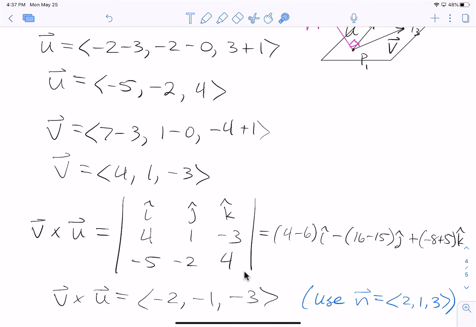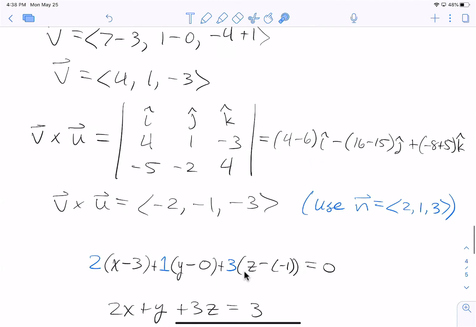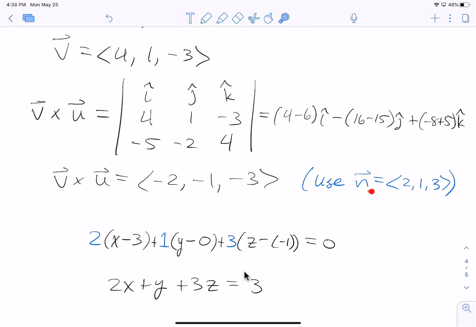For the cross product, we visually cover up the row and column containing I, and we have 4 minus -2 times -3, so 4 minus 6 I. Minus goes in front of the J component, 16 minus 15, plus -8 plus 5 for the K component. So V cross U turns out to be (-2, -1, 3). I don't like all those negatives, and that's just a personal preference. So I'm going to use a normal vector (2, 1, -3) instead.